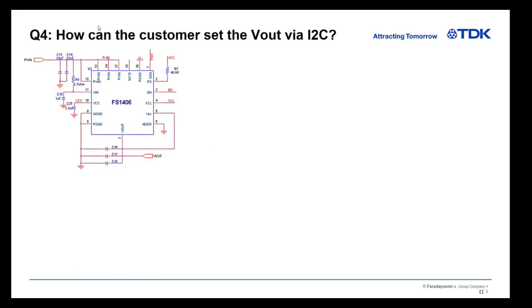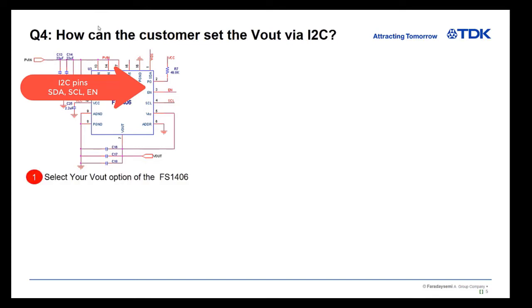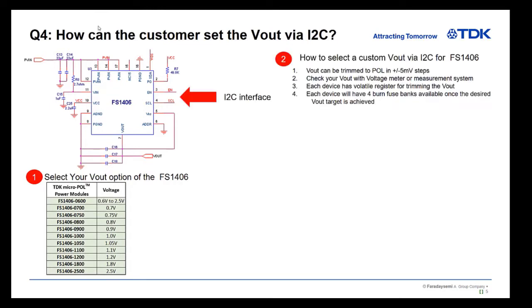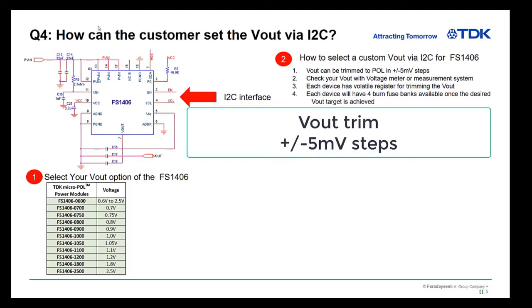The next question that comes as well, if you do decide to program the device, is how can you program the output voltage via I2C? As you can see in the picture here, there are I2C ports on the SCL and enable and the SDA pins, respectively pins 1, 3, and 4. So typically you would just get the eval board. In this case, the standard eval board is 1.8. You would use the I2C interface, and you can actually trim the output voltage plus or minus 5 millivolts with any of these devices.